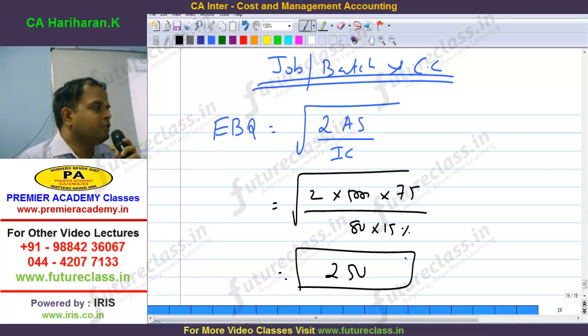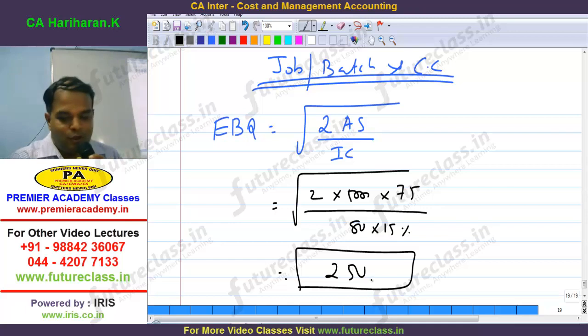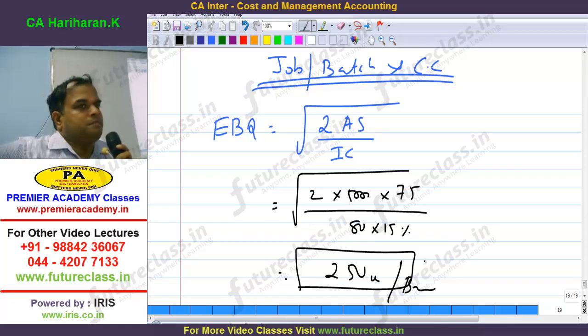250 rupees or 250 units? All of you. Or 250 units or 250 rupees or 250 batches? 250. We are in economic batch. Therefore, 250 batches is the worst answer. Because economic batch quantity, therefore 250 units per batch. Understood? 250 units per batch.